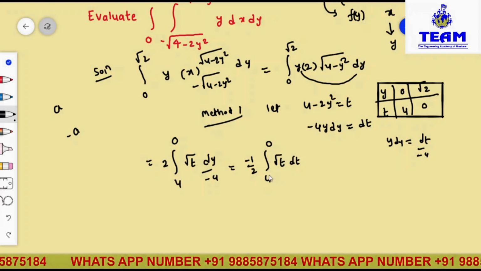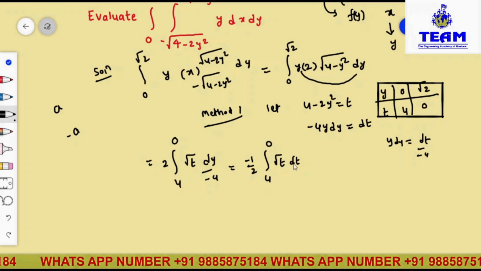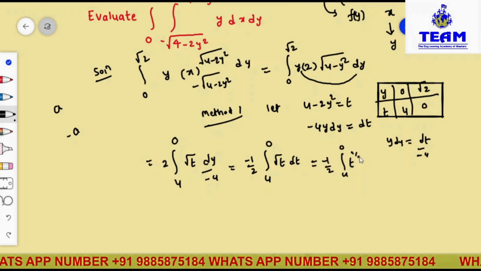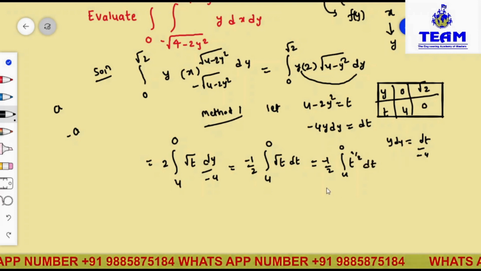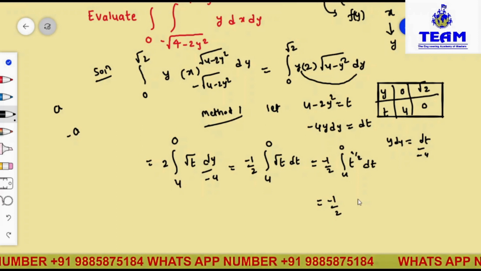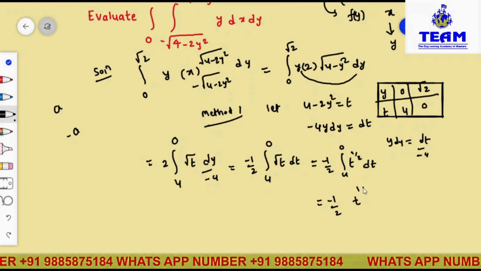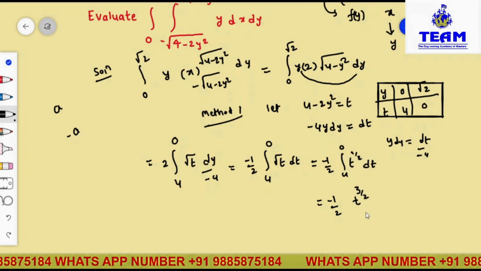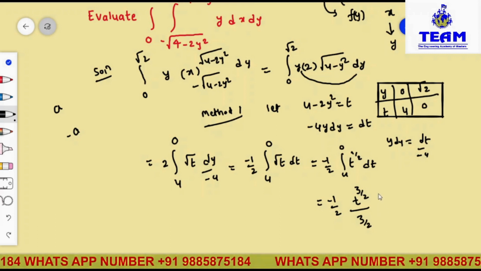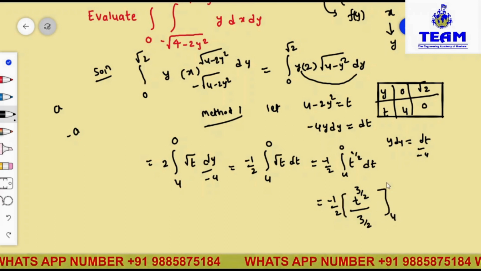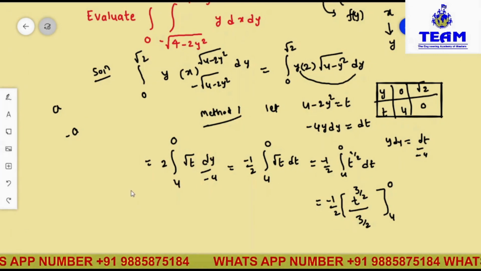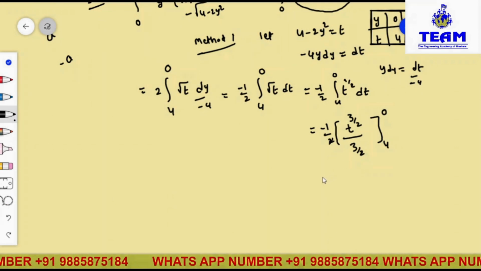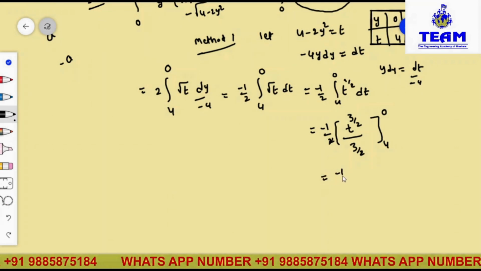Now root t is nothing but t power 1 by 2. So minus 1 by 2 integral from 4 to 0 of t power 1 by 2 dt. Now the integration of t power n, with n not equal to minus 1, is t power n plus 1 by n plus 1. So we have t power 1 by 2 plus 1 divided by 1 by 2 plus 1. What is 1 by 2 plus 1? 3 by 2. So I am writing directly t power 3 by 2 divided by 3 by 2. The lower limit is 4 and the upper limit is 0. Now I will simplify, and later I will substitute these values. Here the 2s are getting cancelled, then you will have outside minus 1 by 3.